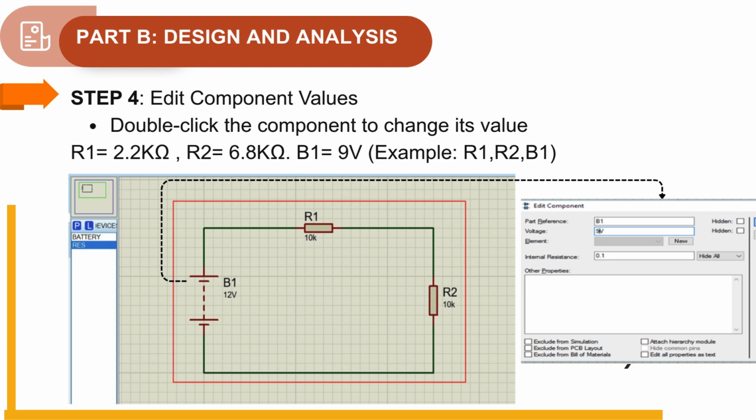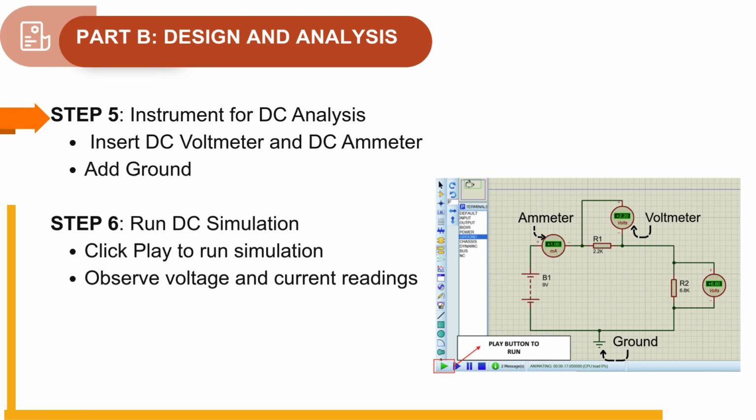In step number 4, in order to edit the values of the component, you simply click or double click on the component that you want to change the values of, as shown on the screen. In step number 5, in order to do the DC analysis, you have to add the instruments for the DC analysis by adding the DC voltmeter and DC ammeter, followed by adding the ground terminal as shown on the screen. The next step is step number 6. To run the DC simulation, you just simply click the play button.